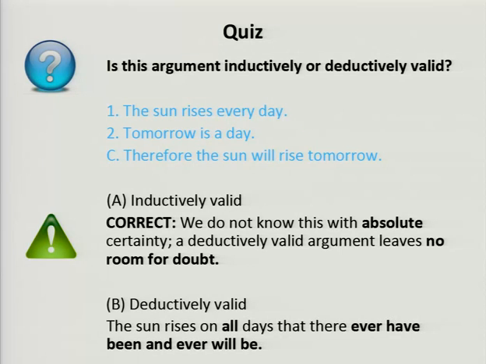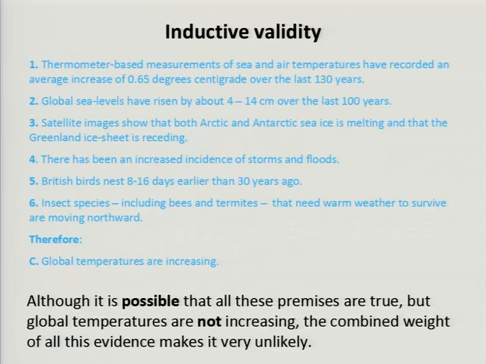What you would be saying if you were saying it was deductively valid, and this is an old philosophical example that many people have debated, is that we would have to know beyond the shadow of a doubt that on all days that there ever have been and ever will be, the sun rises. We can't know that. Yes, absolutely, no wiggle room whatsoever. So this is inductively valid. It has extremely strong inductive support, but it's not 100%, so it's inductive.